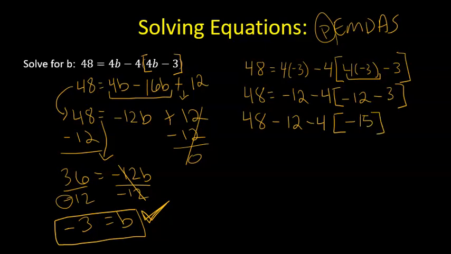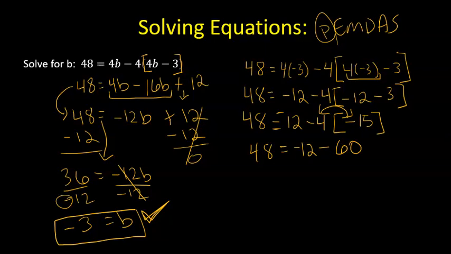Let me check on my calculator. 12 minus 3. Yeah, it gives me -15. Sweet. Okay. Perfect. And then we're going to multiply these guys together. Let's do that next. So I have 48 equals -12. -4 times 15 is it's -60.